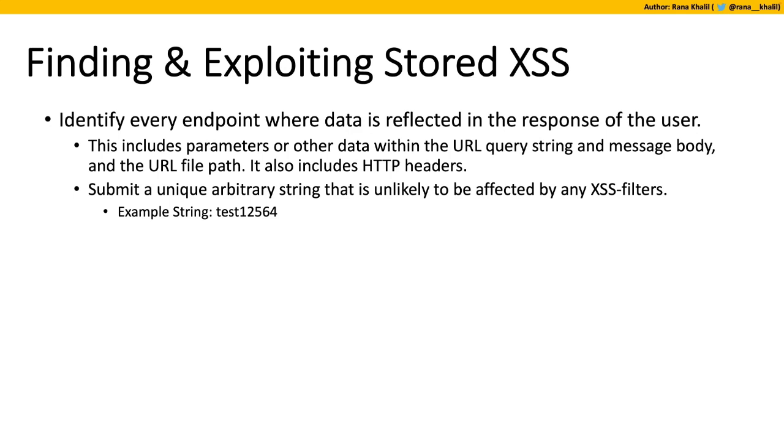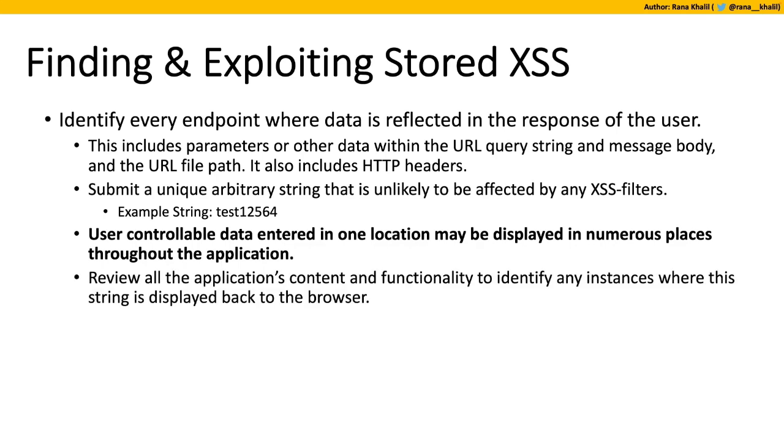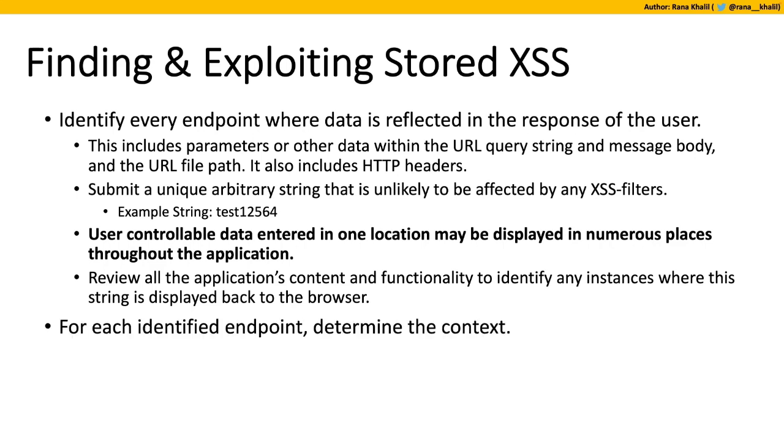Once you identify all the input vectors, you submit a unique arbitrary string that is not likely to be blocked by XSS filters. So again, we use the example of the string test12564. Now, the difference over here between stored XSS and reflected XSS is that with stored XSS vulnerabilities, the data entered in one location may be displayed in many locations in the application, which makes it a bit more cumbersome to find. So you would need to review all the application's content and functionality to identify any instances where the unique string is displayed back in the browser versus just reflected in the response of the exact request where you put the string.